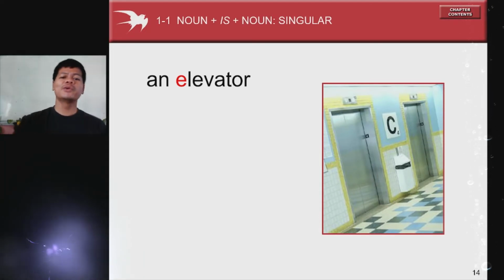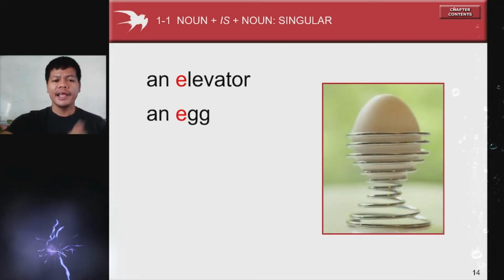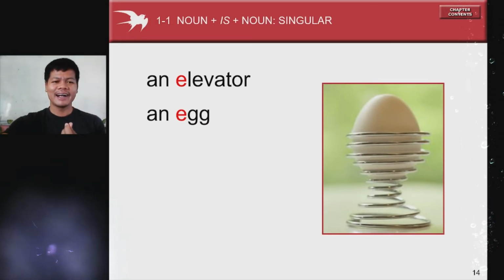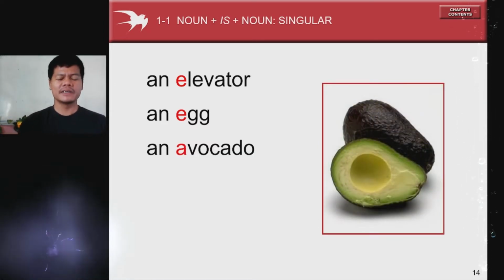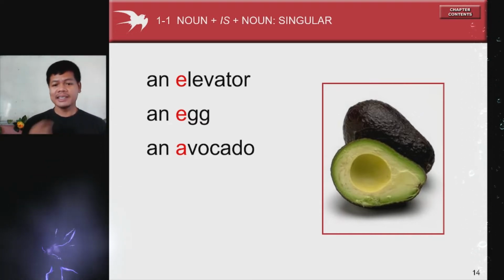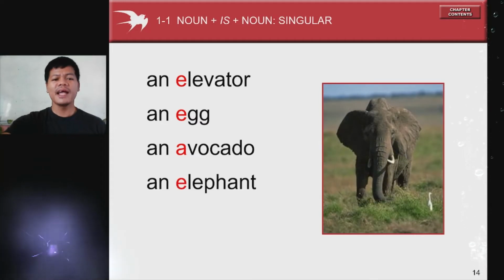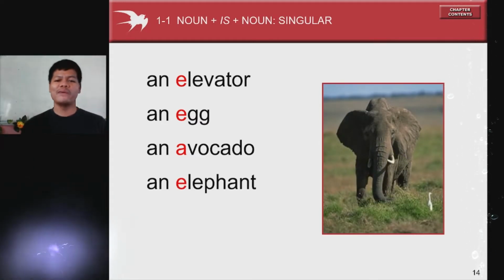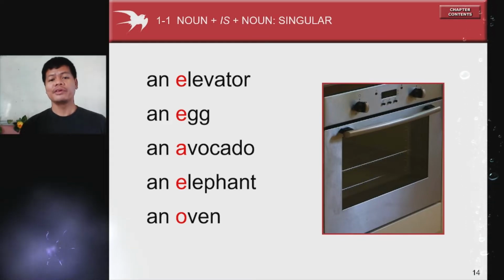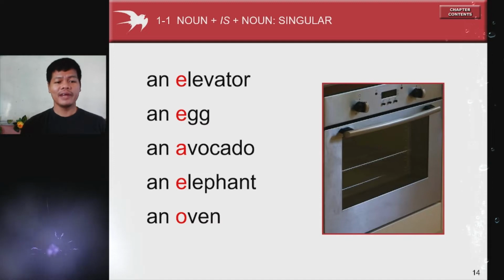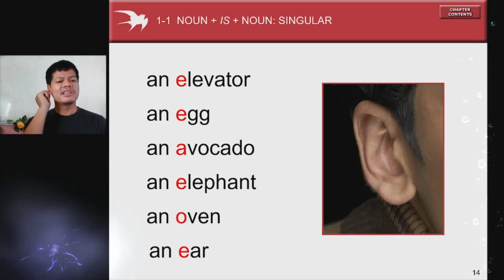A lift, or an elevator. Do you know elevator? Do you know lift? A lift or an elevator. An egg. Do you know egg? And then an avocado. Do you know avocado? Can you eat avocado? And then an elephant, one elephant. And an oven. Do you know oven? Do you know microwave? An oven. And then an ear, only one. Use an ear. Okay.